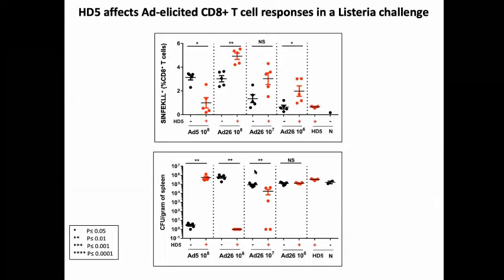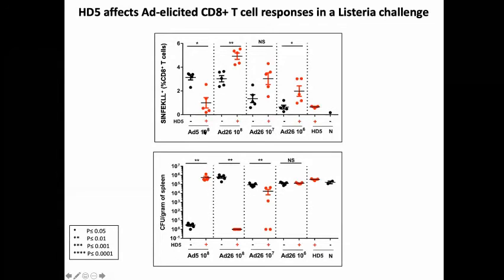And this is what the data looks like. On the top panel, we're examining CD8 T cells. On the bottom panel, this is looking at colony-forming units of the Listeria pathogen itself. So I'll break it down for you right now.